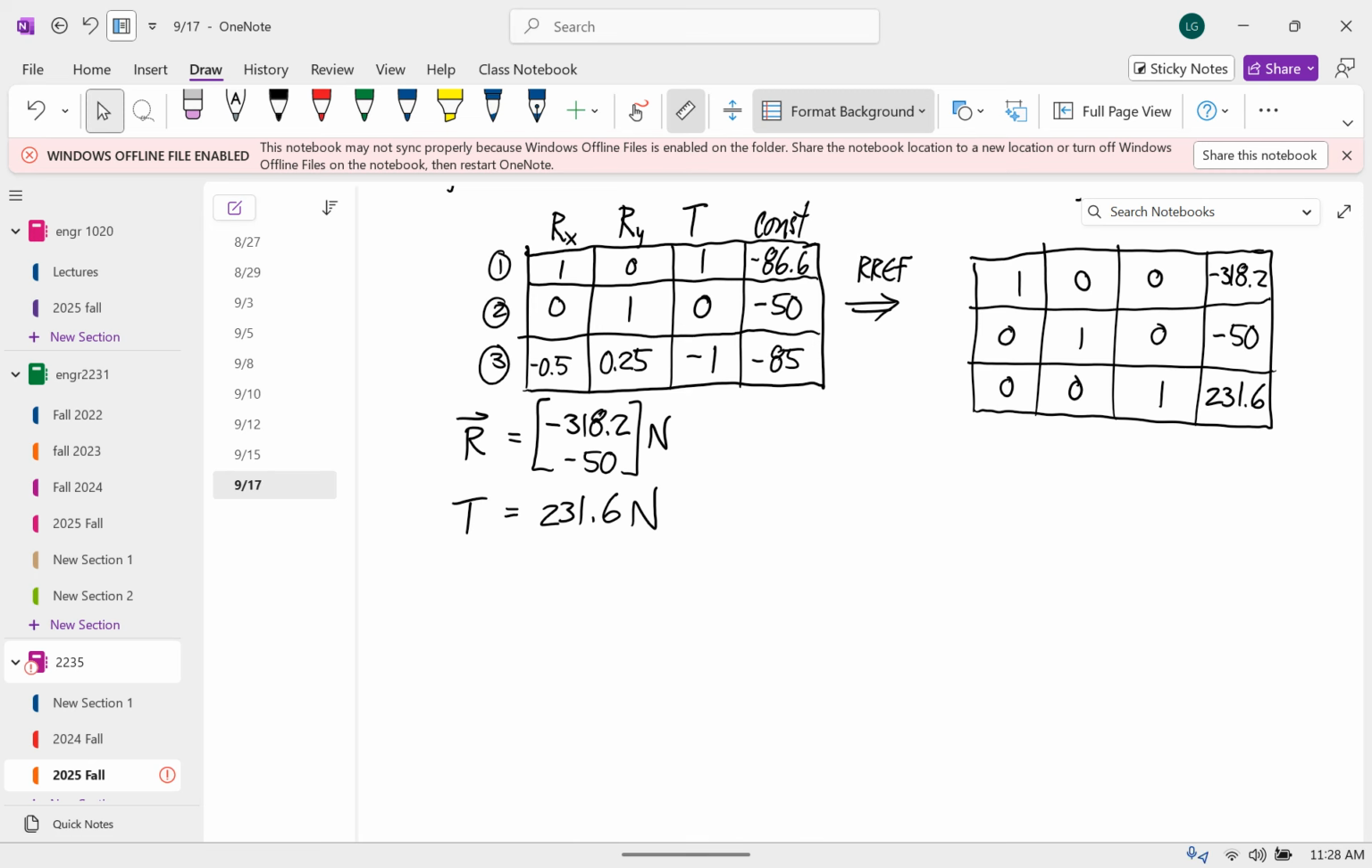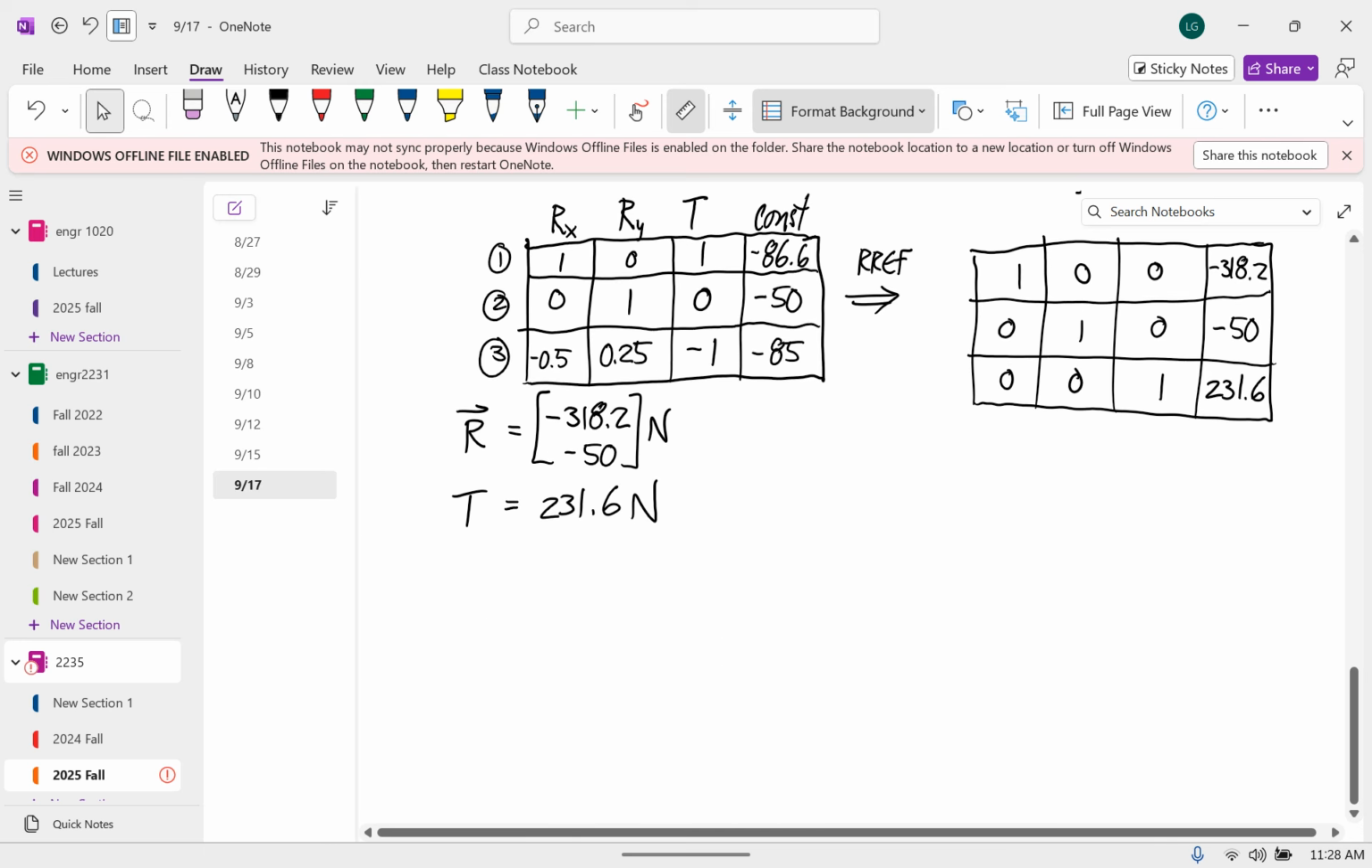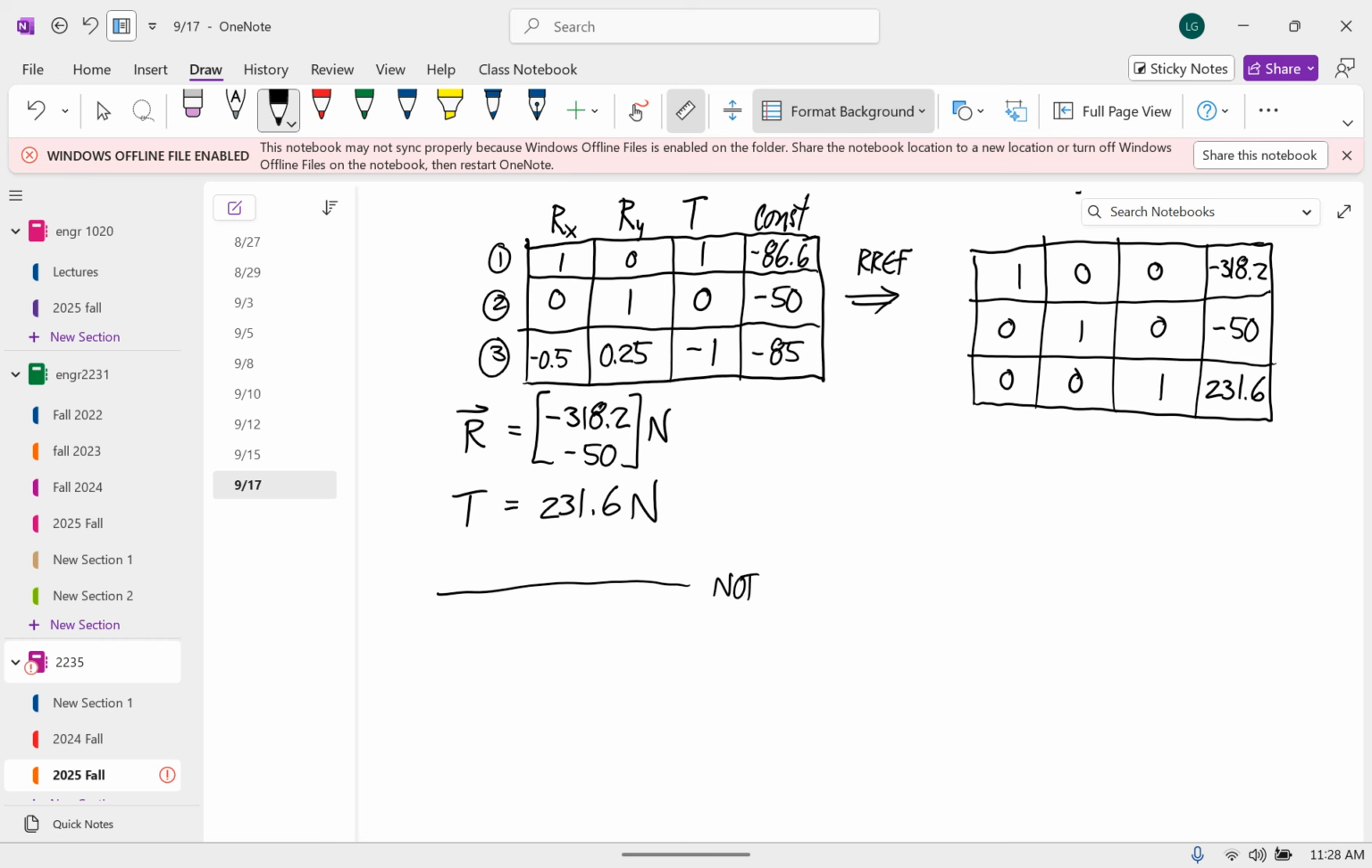So now I want to, so what we've done so far. Okay, so here, nothing after this line is on exam 1.